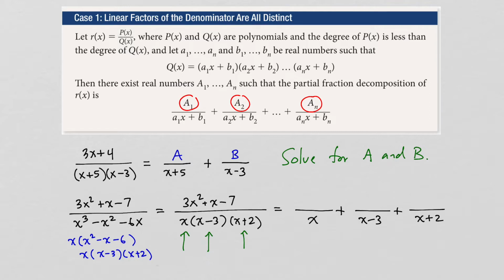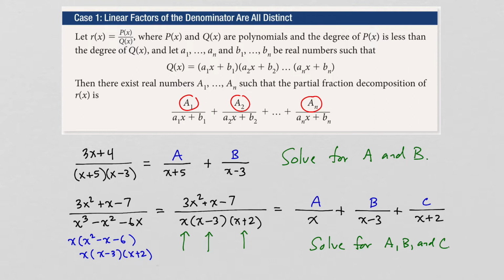And now the only question is, what are the numbers in the numerator? Well, we don't know those, so we're going to call those a, b, and c. And then we would have to solve for a, b, and c to get this partial fraction decomposition.